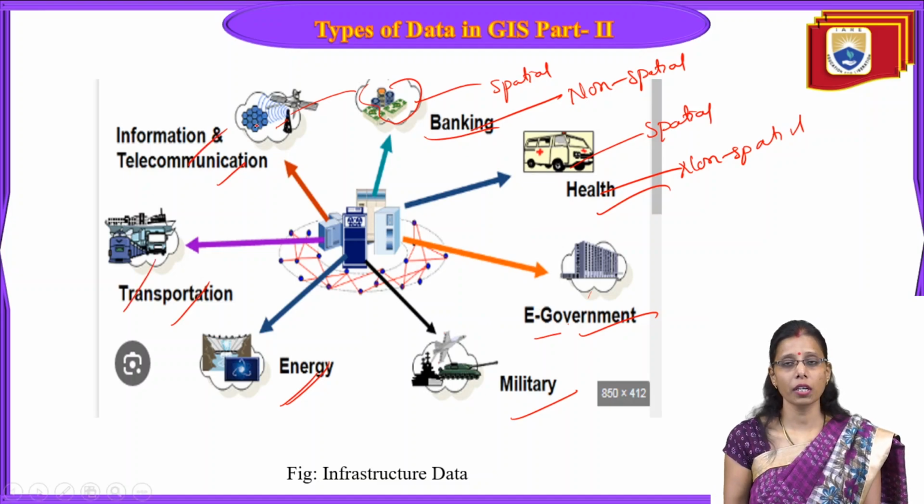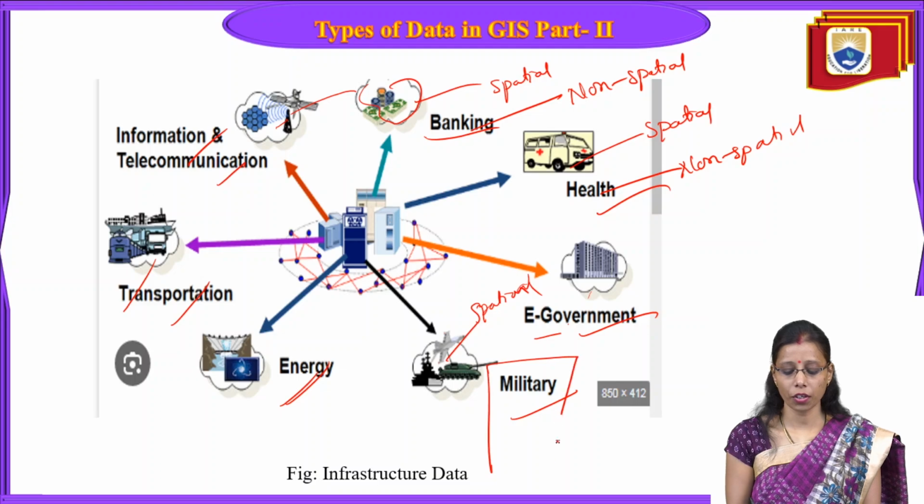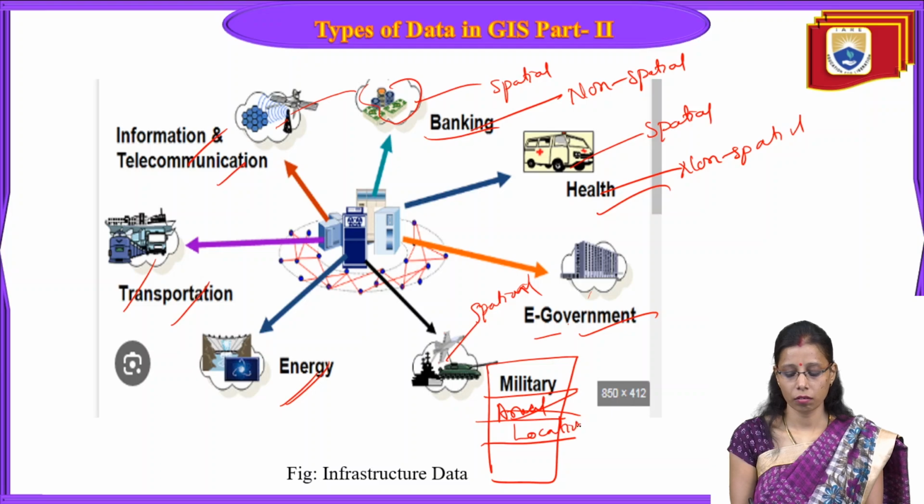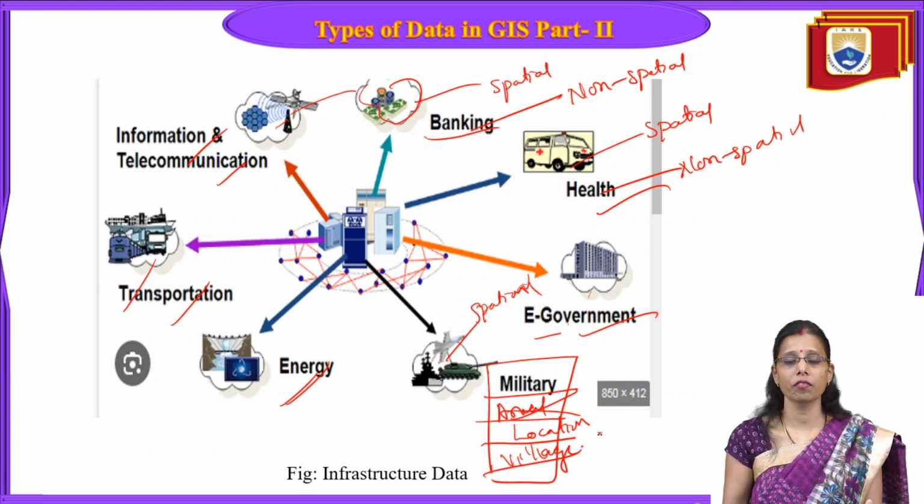Okay. So you can assign more information to the non-spatial if you talk about military. So this is spatial, and for non-spatial you are writing military. So in this military, what are you going to add? You can add the area, the location, the village. Which area it is located in, which village, where the location is, what the latitude and longitude of that location is. All that information comes as non-spatial.